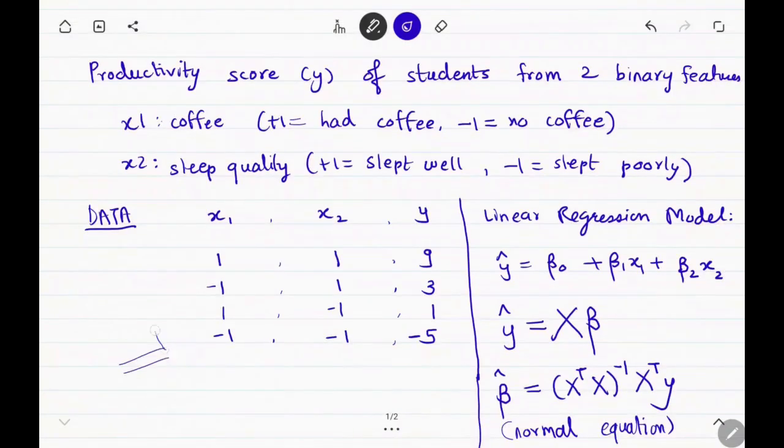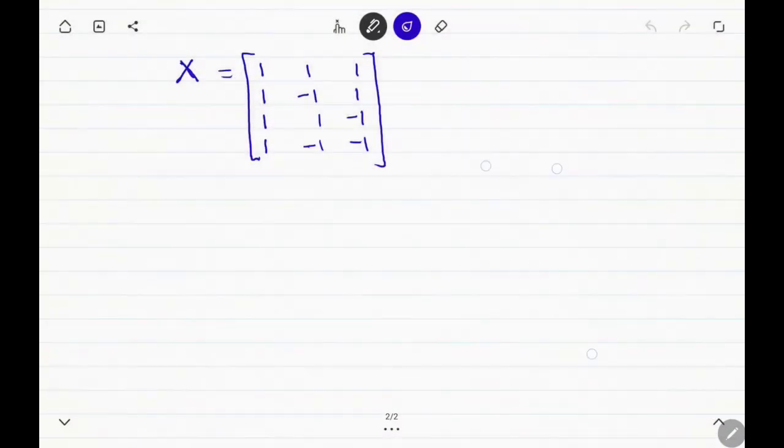Now let's build X and y. We include a column for the intercept by putting a leading 1 in every row, and then we put together the data of x1 and x2 from the given data points, and we also create the output vector y.